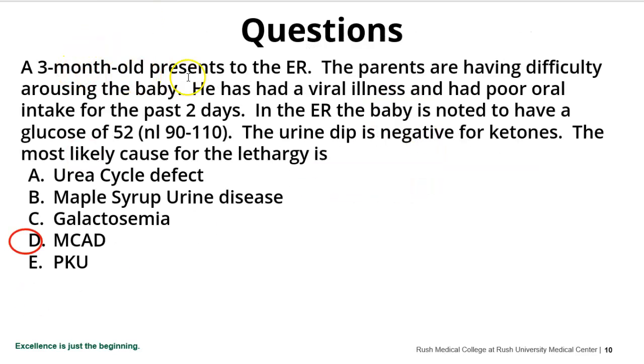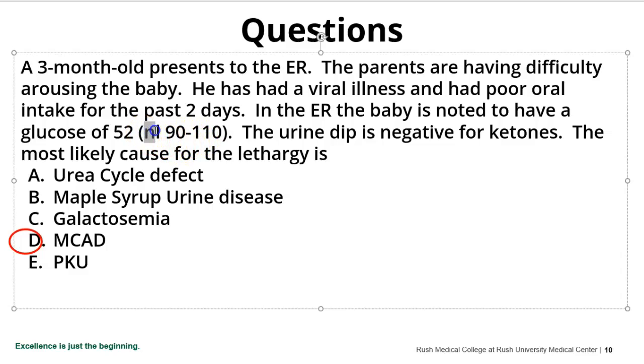So a 3-month-old presents to the ER. The parents are having difficulty arousing the baby. He had a viral illness and has had poor oral feeding for the past 2 days. In the ER, the baby is noted to have a glucose of 52, normal being 90 to 110. Another thing I want to emphasize is whenever you're given numbers about labs, you should always be given a normal, because every lab has a different normal. The urine dip is negative for ketones. So again, I'm telling you, if your glucose is low, you should have ketones, which is a lot harder to remember than when something's abnormal.